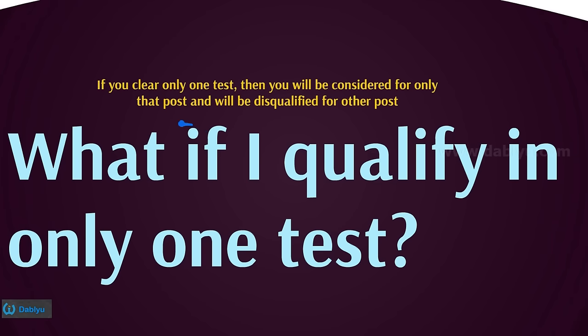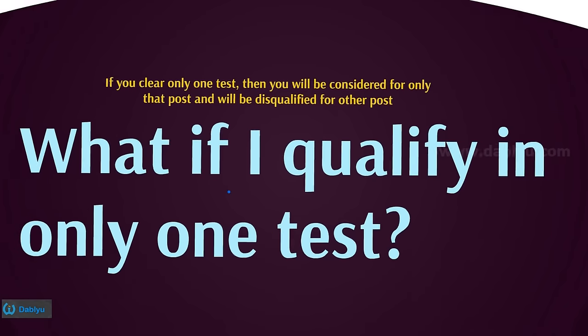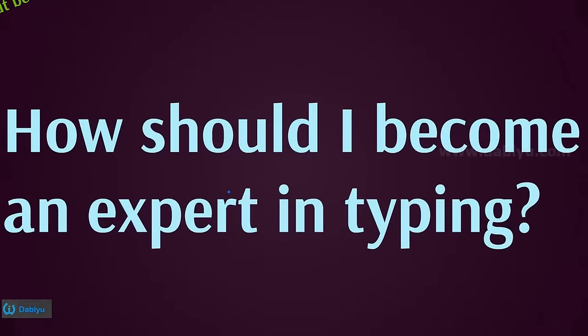So for example, suppose you qualify for the skill test. The skill test is for data entry operator. And if you qualify for only the skill test, then you will be considered only for the data entry operator post. But if you qualify in only the typing test and you do not qualify in the skill test, then you will be considered for all other posts but not data entry operator posts. Okay, it's that simple. So if you qualify in one test, you will be considered for only that test's corresponding posts. Next question. How should I become an expert in typing?